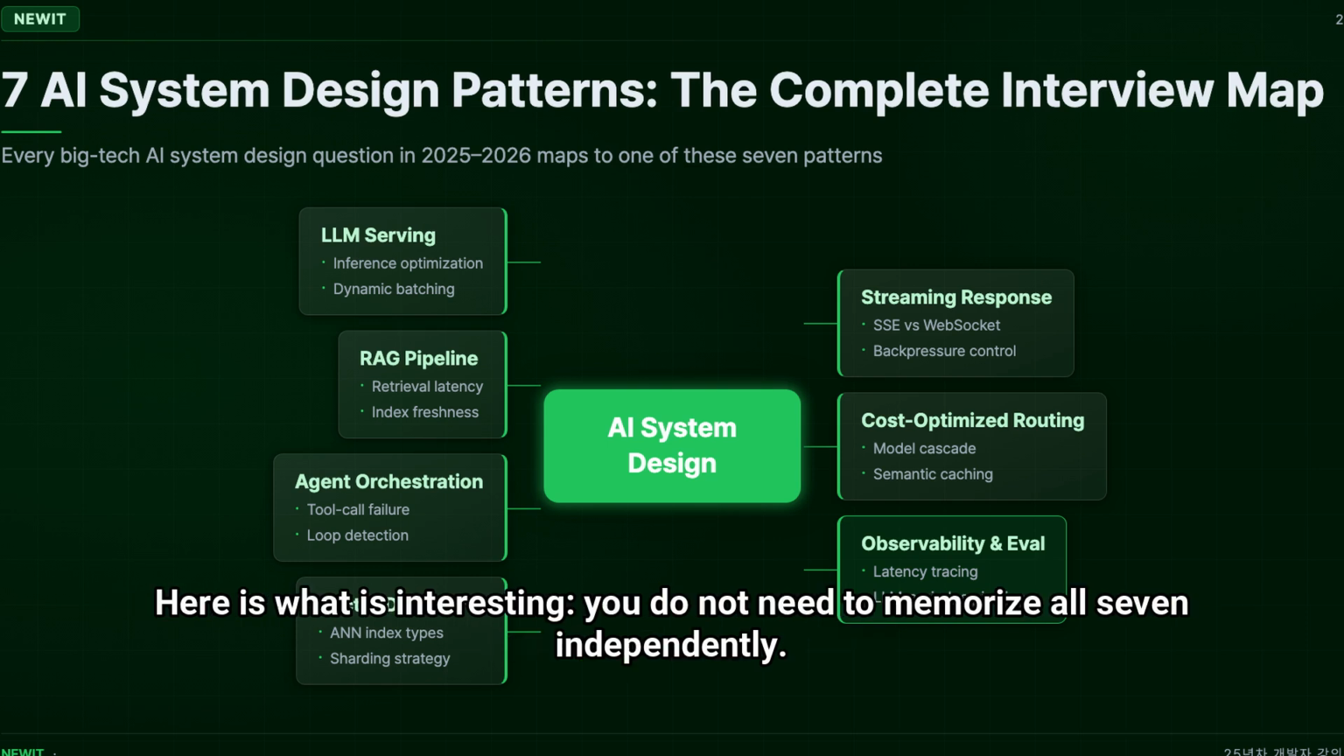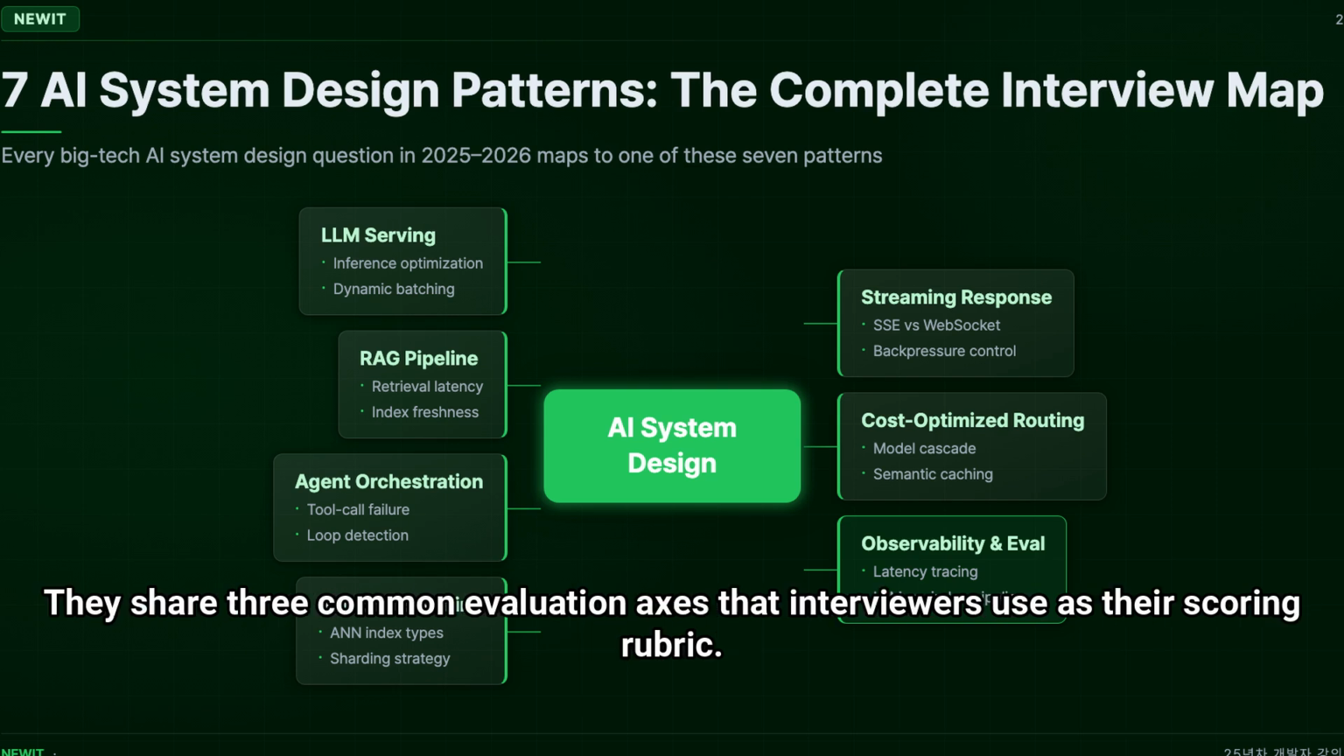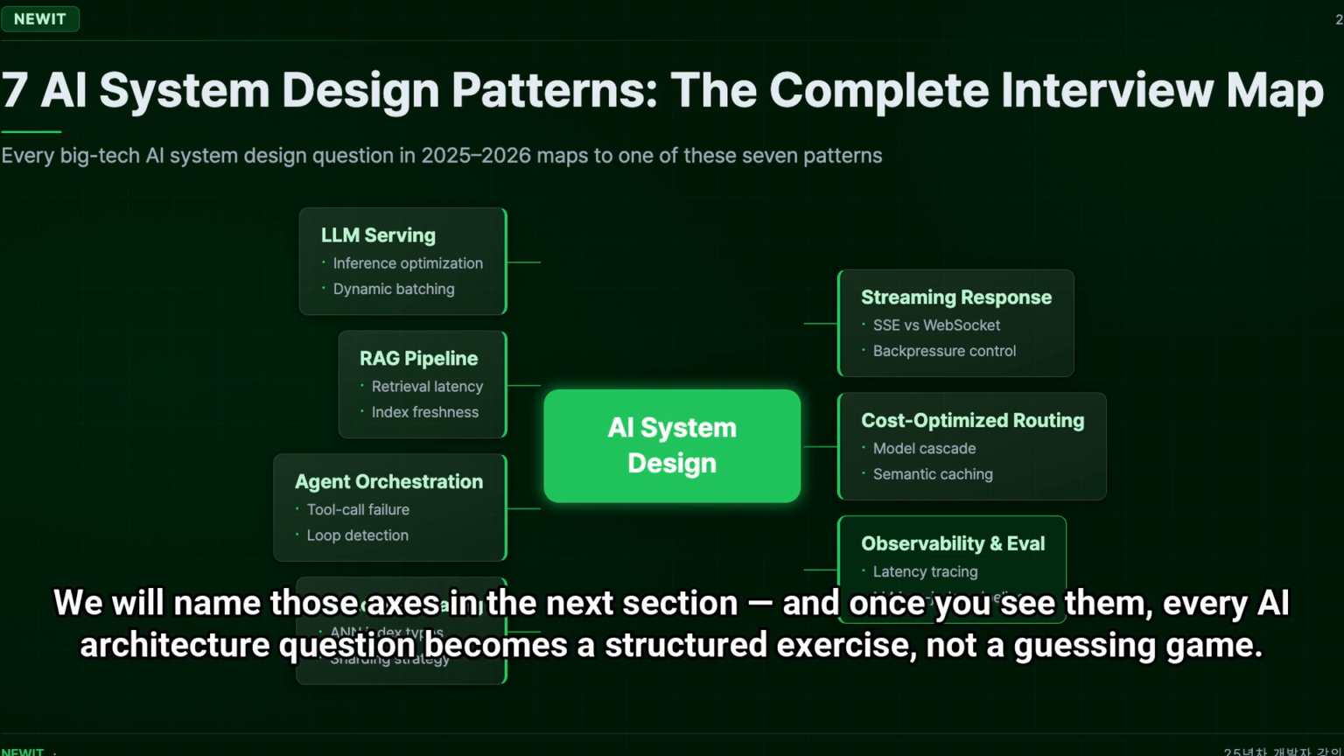Here is what is interesting. You do not memorize 7 independently. They share 3 common evaluation axes that interviewers use as their scoring rubric. We will name those axes in the next section, and once you see them, every AI architecture question becomes a structured exercise, not a guessing game.